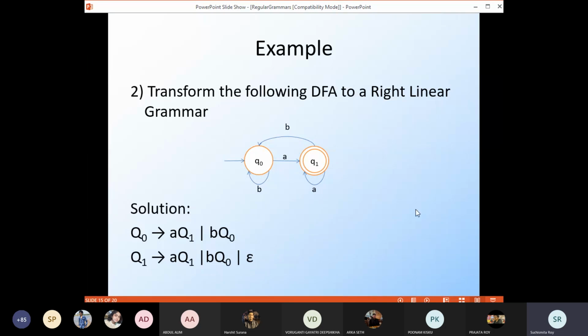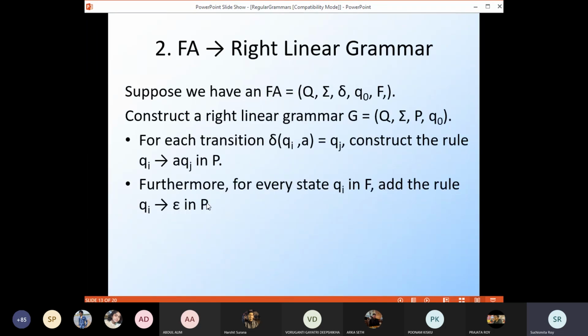So this tells us, now let's go back again and clarify this. For every state Qi in F, add the rule Qi → epsilon. This is actually not related to any transition. Can you see that? The second rule is not related to the transition here. It is for every state in the finite automata which is a final state: add the rule Qi goes to epsilon. Is that clear? So this should not be Qj. This remains Qi.